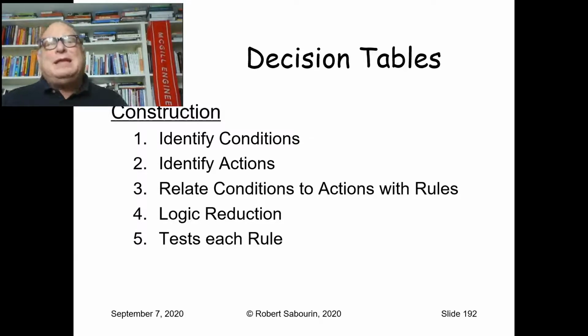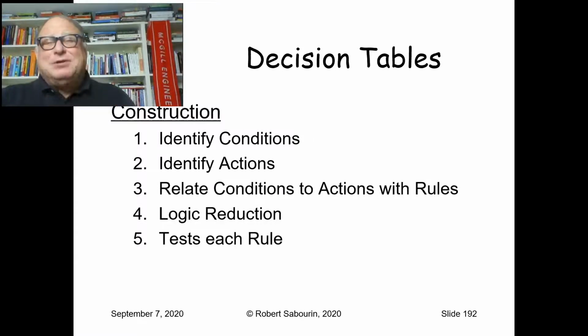And then we relate the conditions to actions with rules. We call the relationship between conditions and actions a rule. So you've heard the term, I'm sure, business rules. Business rules are a relationship between conditions and actions. If certain conditions take place, then certain actions are required. This is how business is run.